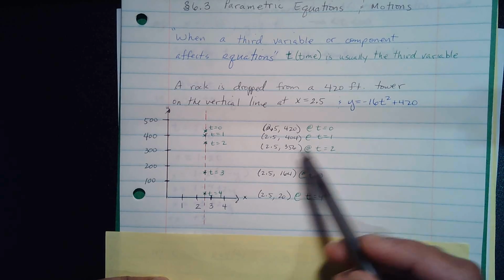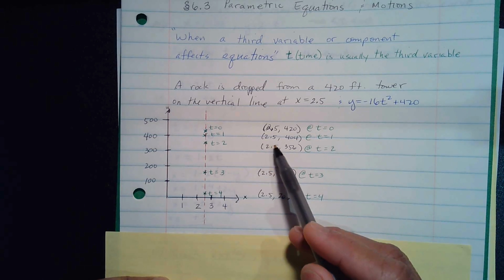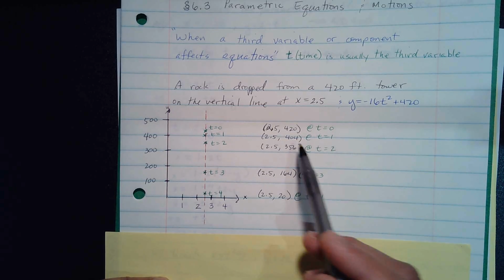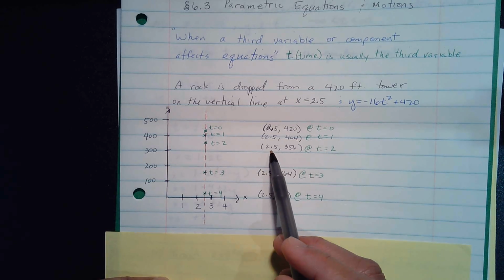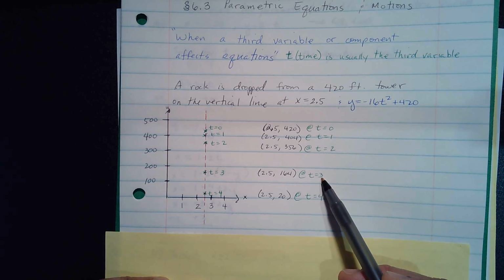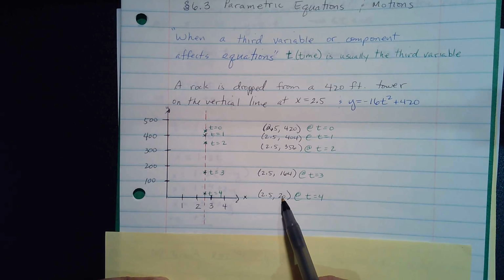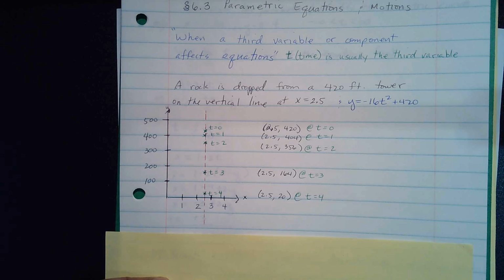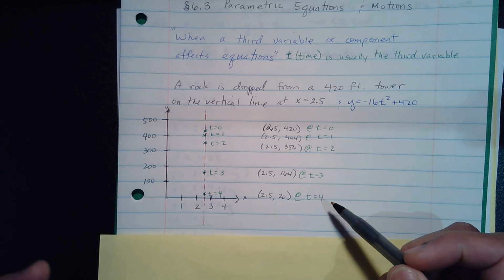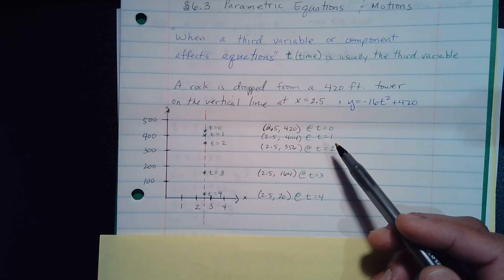After 1 second went by, again, due to gravity, it's going downward. After 1 second, the rock is now at about 404 feet. After 2 seconds, the rock is at 356 feet. After 3 seconds, the rock is at 164 feet. And after 4 seconds, it's at 20 feet. So that's what we're talking about when we're discussing parametric equations. It's when a third component affects or relates to the equation.